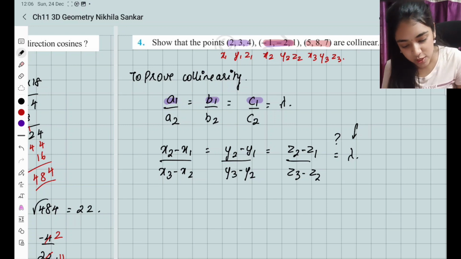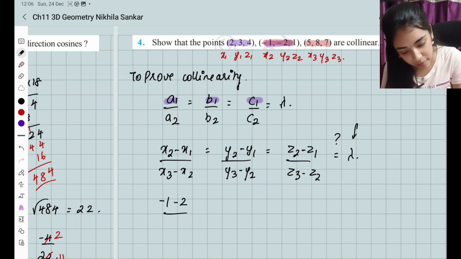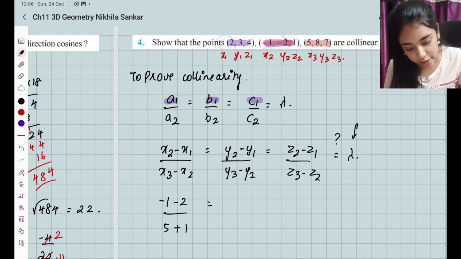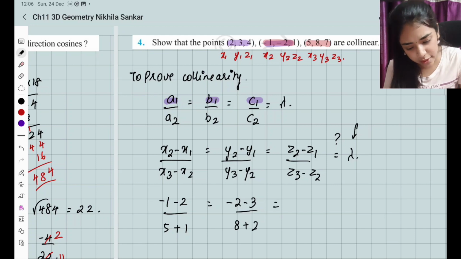Okay? இப்போ வேல்யூ சப்ஸ்டிட்யூட் பண்ணலாமா? x2 minus x1 is going to be minus 1 minus 2 divided by x3 minus x2 is going to be 5 minus of minus 1. So, which is 5 plus 1. And this side is going to be y2 minus y1. So, minus 2 minus 3 divided by y3 minus y2. So, it is going to be 8 plus 2. And this is going to be z2 minus z1. So, 1 minus 4 divided by 7 minus 1.